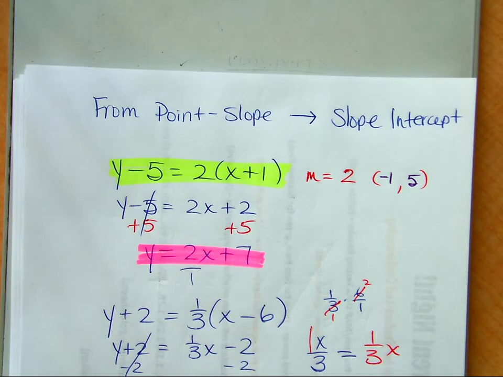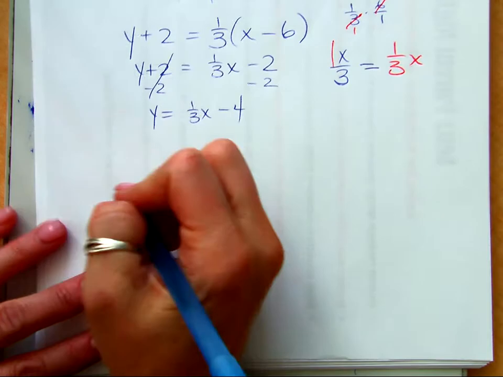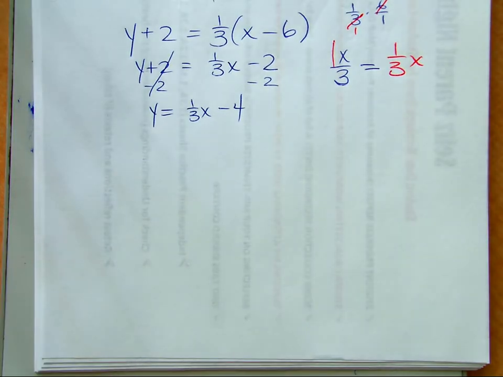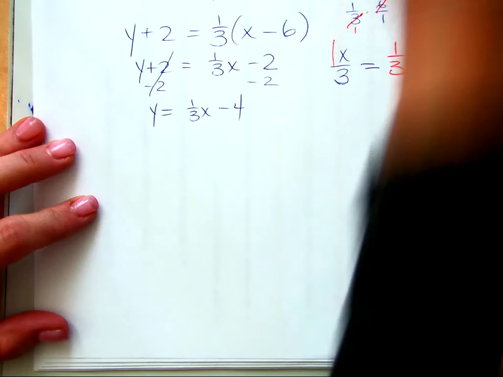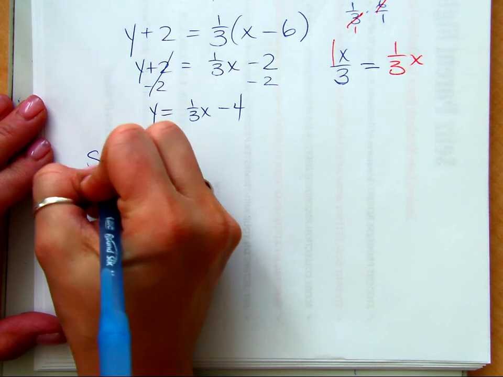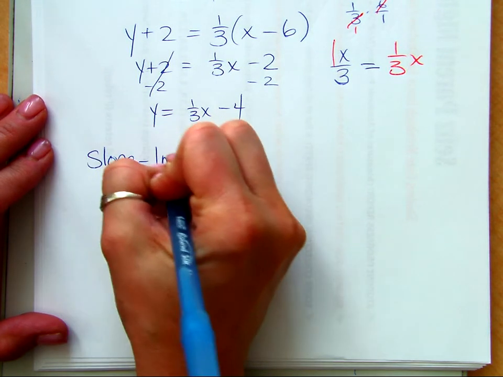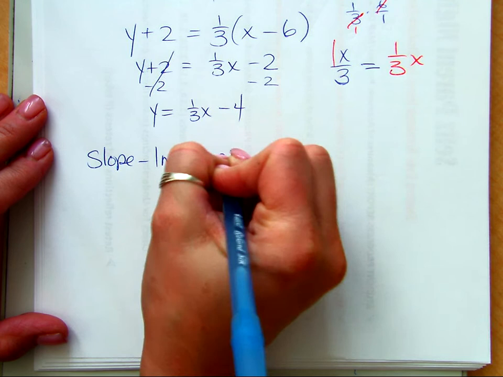I have one more thing to show you, and we are done. I want you to go the other way, because when I give you this column, what if you start with this? You need to be able to go all the different directions. So watch this. Slope intercept to point slope.